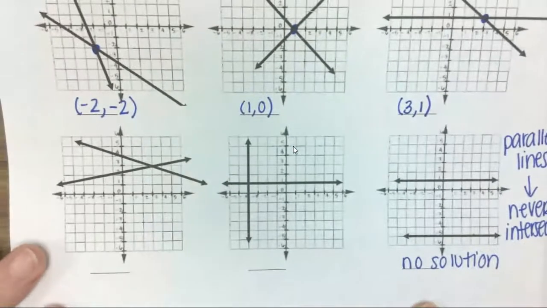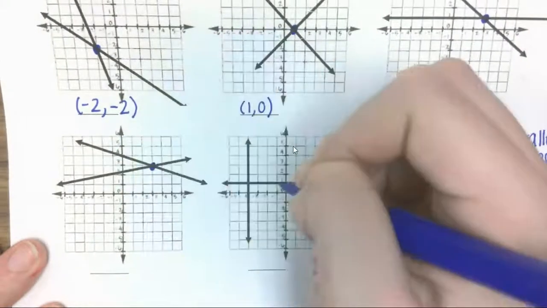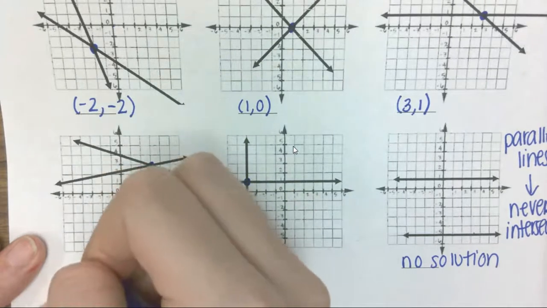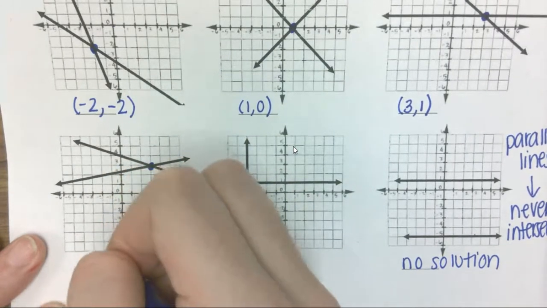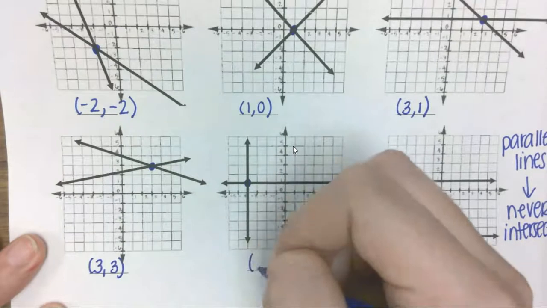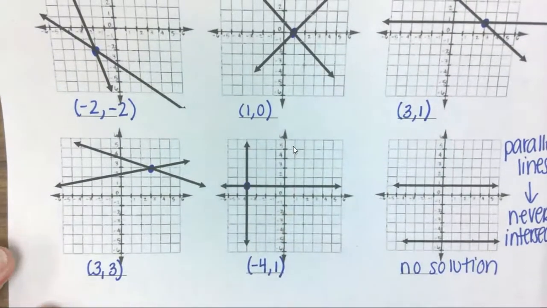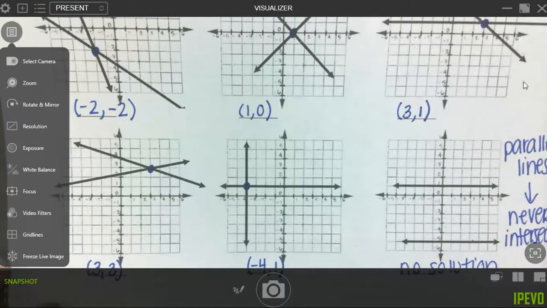Now you should be able to, on your own paper, plot these and name these. So I would suggest pausing the video and then checking to make sure that you got it right. So this answer would be 3, comma 3, both positive. And this answer would be -4, comma 1. So that's how to do it if you're given the graph.